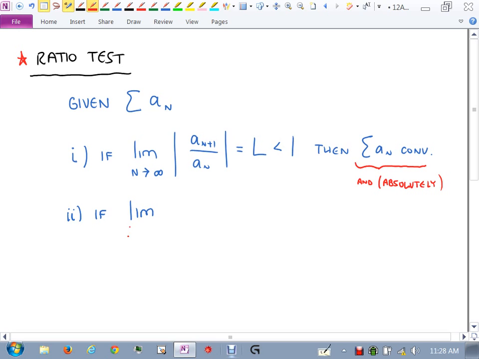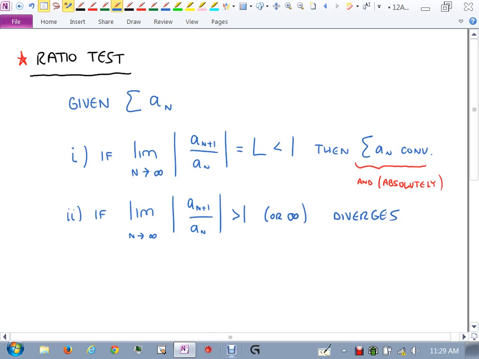Now, if that limit turns out to be a number greater than 1, or infinity, then it diverges. It's written a little bit different in your sheet here, but those are the two things that I have.